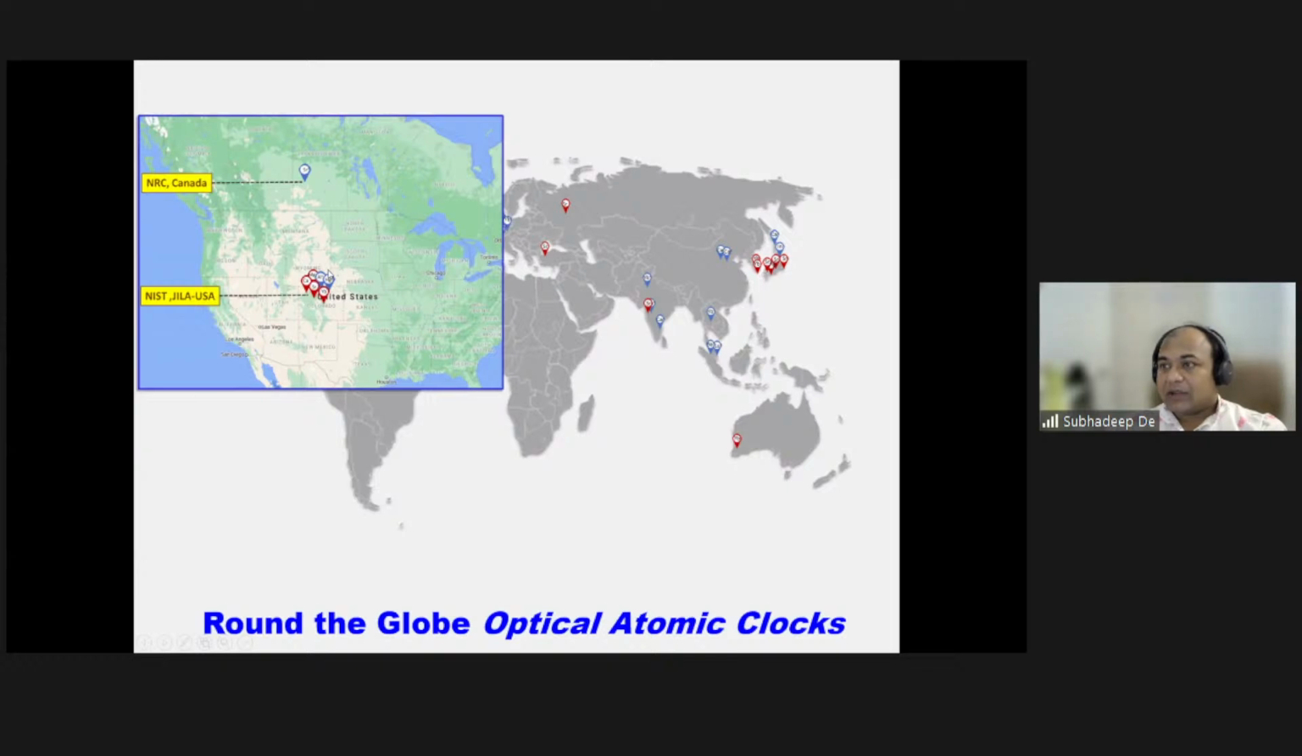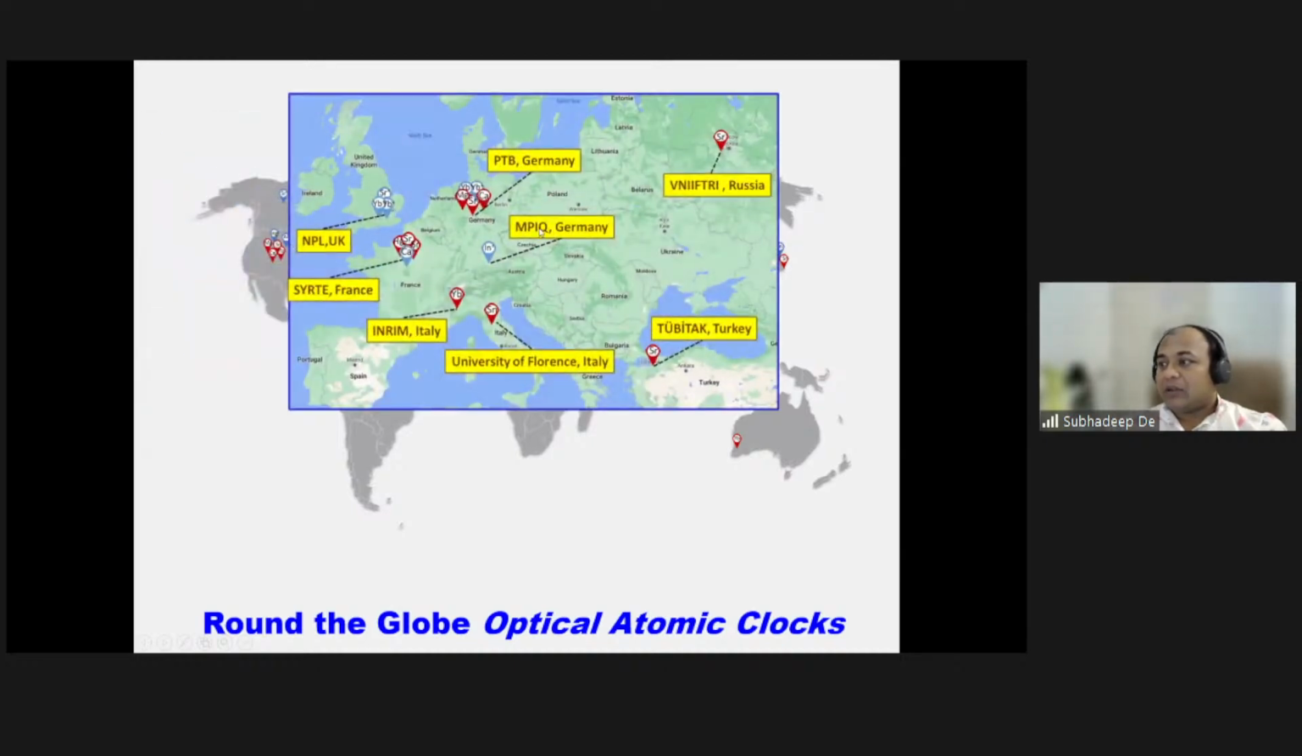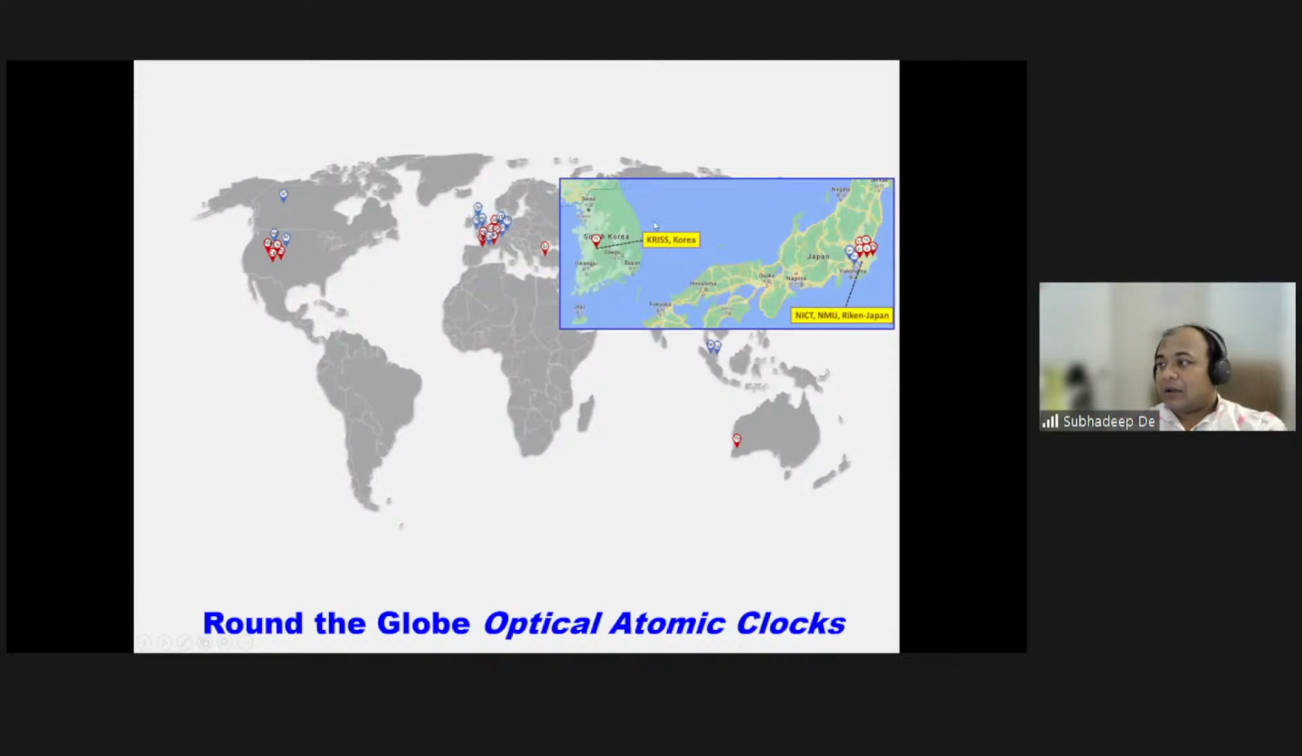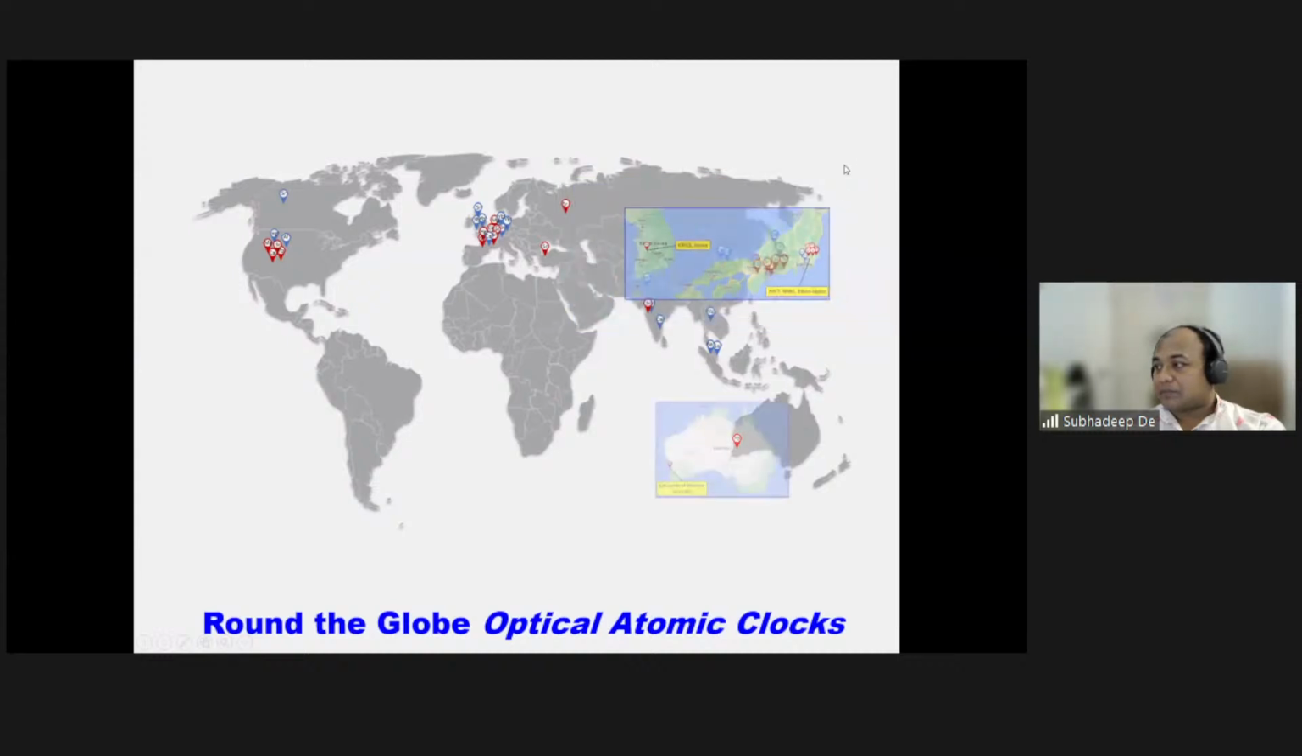In Canada, NRC, National Research Council, also has a strontium neutral atom optical lattice clock. In Europe, Germany, France, Italy, UK, they have already built very high quality optical clocks based on neutral atoms as well as ions. Japan is another place. Actually, this neutral atom optical clock concept came from Japan, from Hidetoshi Katori's group. So he first proposed that that's how we can build a very good quality clock. So that's why Japan is actually a pioneer in making optical atomic clocks, and they have several of them.